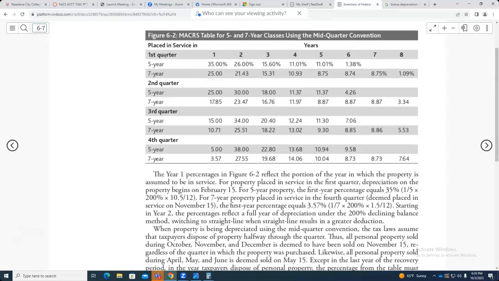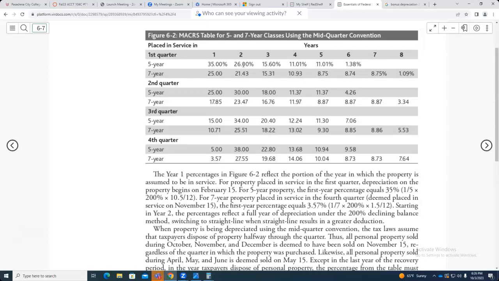Okay. Is it a 5-year property, let's say? Okay. When did you buy? In the first quarter? If you bought it in the first quarter and using mid-quarter convention, then you use 35% rate. Did you buy it in second quarter? Then you go with the mid-quarter of second quarter. That will be using 26% ratio. Maybe 25.